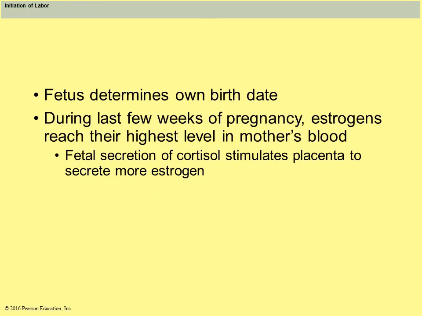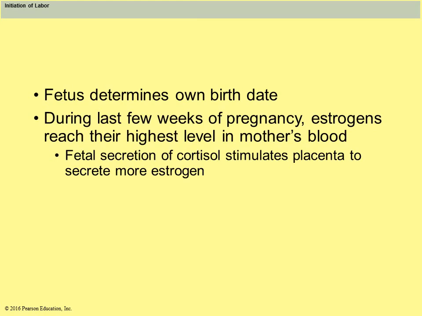We can estimate when the birth date is going to be by when the last menstrual period was, and then by measurements taken, especially late in pregnancy, of where the fundus is. However, the fetus determines when it wants to arrive. It doesn't care what anybody else wants.